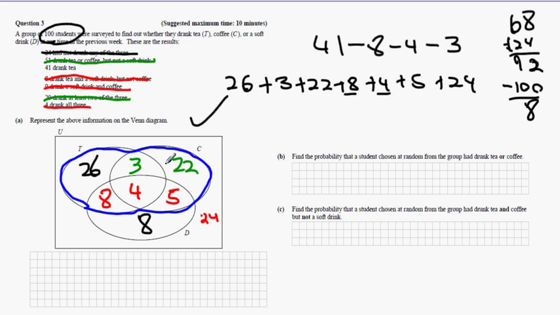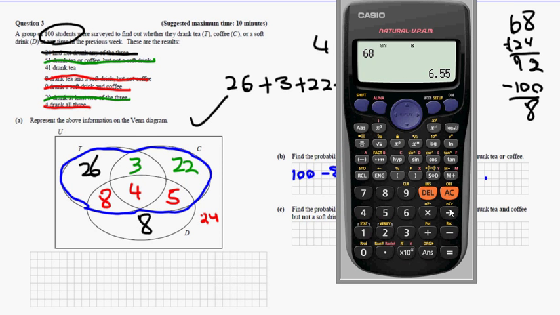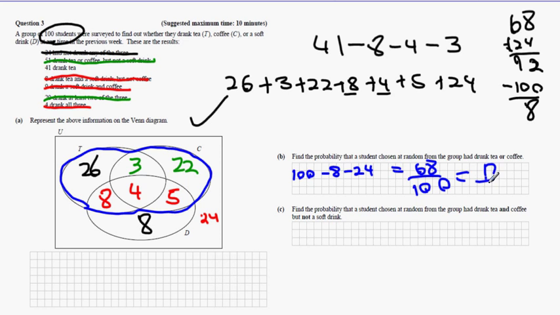So it's going to be 100 people, take away 8, take away 24. That equals 68, and 68 out of 100. It's divisible by 4. So 68 divided by 100. Let's have a quick look. 0.68 or 17 over 25. So 17 over 25.